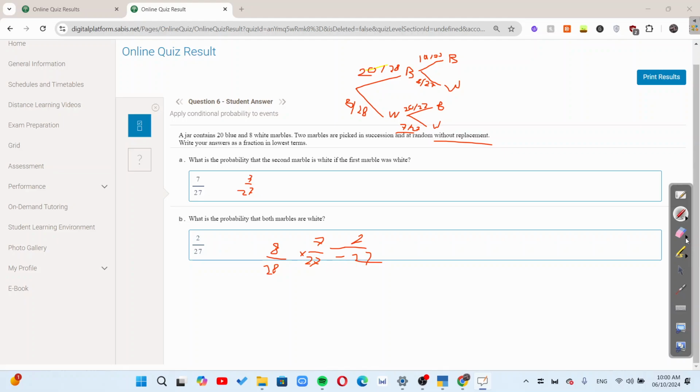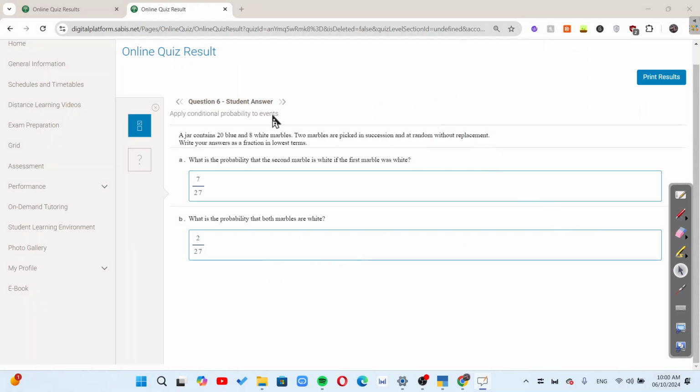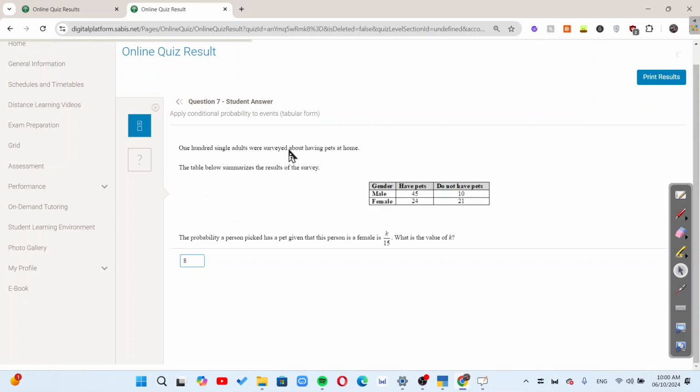And now we're on our last question. Should be easy. Yep, this one's really easy. So you have 100 single adults, and they were surveyed about having pets at home. What's the probability that the person has a pet given this person is female? So they told you we have a female, so this entire part we don't look at it. We disregard it. We don't have a male. They told us it's female. So now you only look at this one.